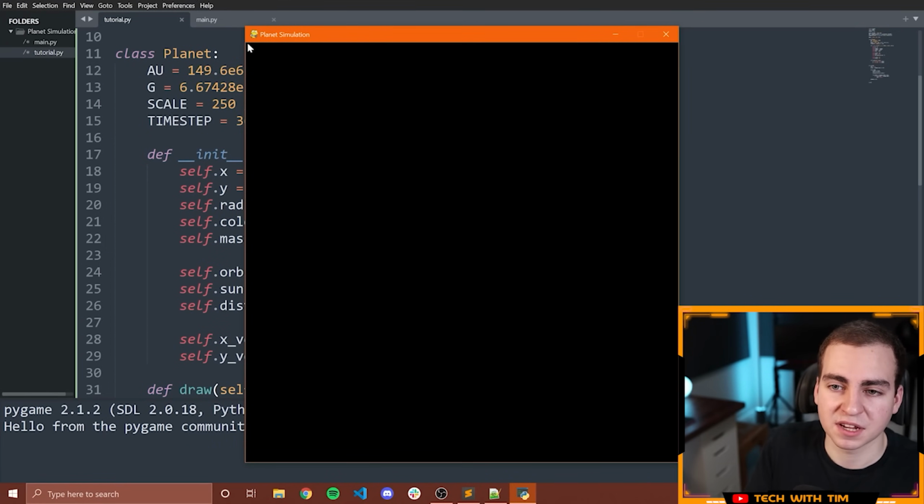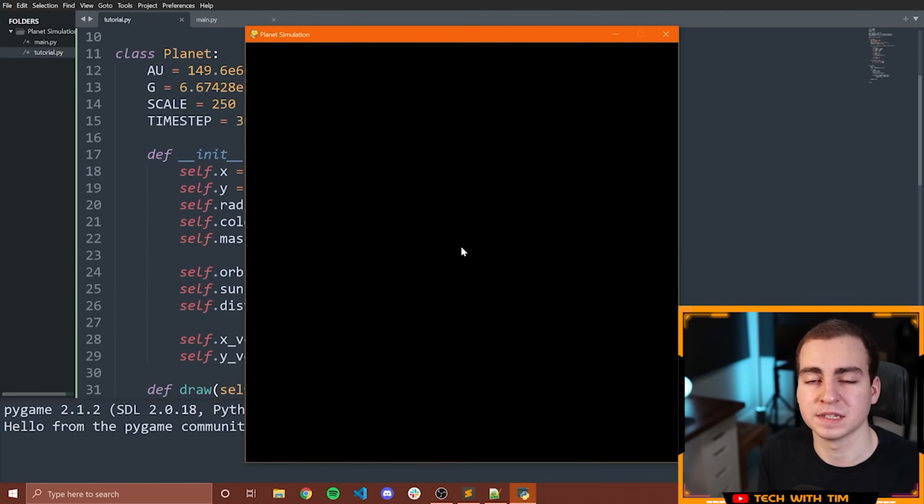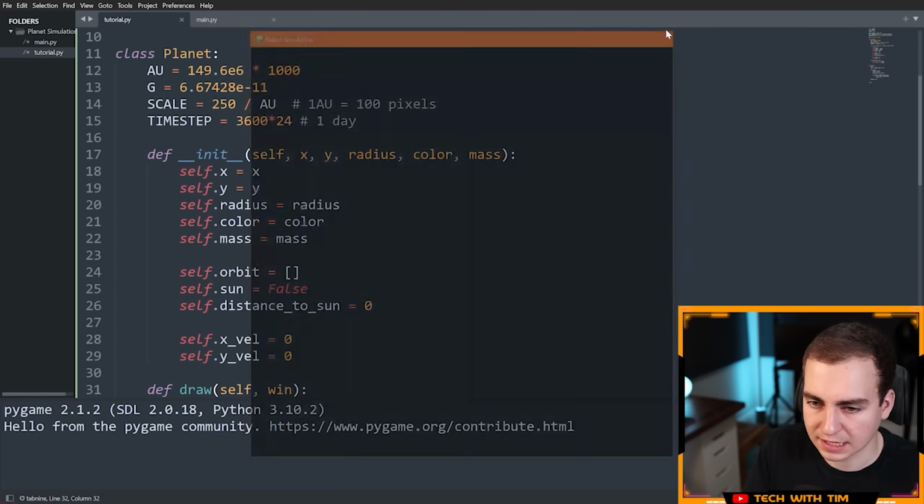So I don't want to draw my stuff in the top left. I want to draw it in the center. That means I need to take every single value I have and offset it by the center of the screen so that we draw stuff in the middle. Hopefully that makes a tiny bit of sense.